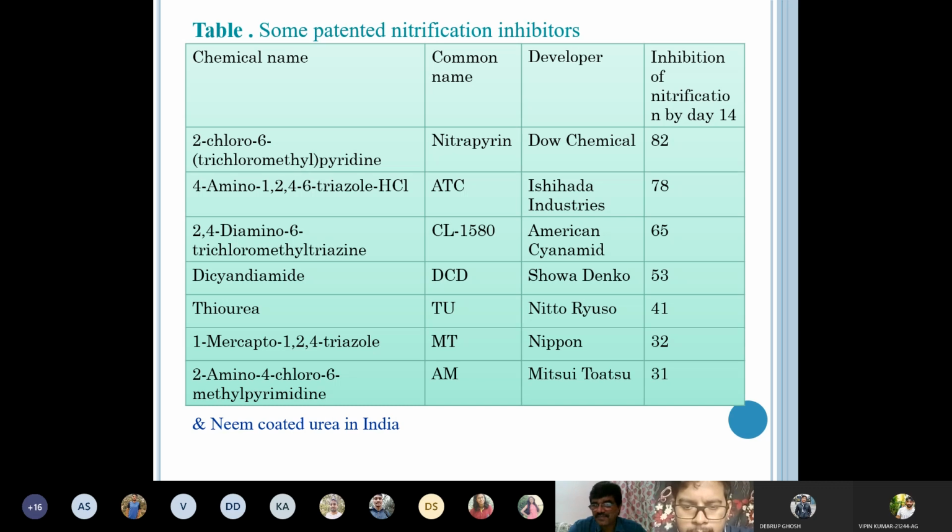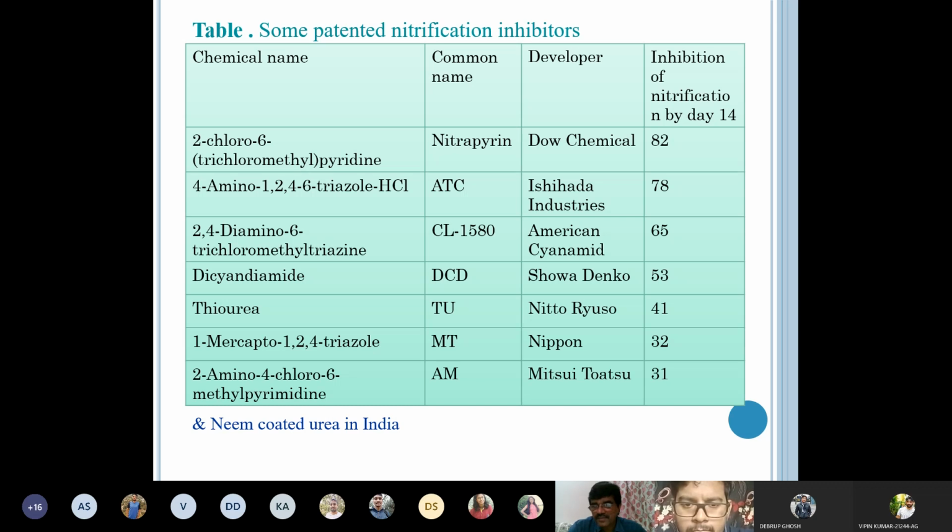It is still used as a reference nitrification inhibitor, nitrapyrin or DCD. These are the two important reference nitrification inhibitors. Those who are making studies on nitrification inhibition use these two nitrification inhibitors. And others are thiourea, MT, AM, etc.